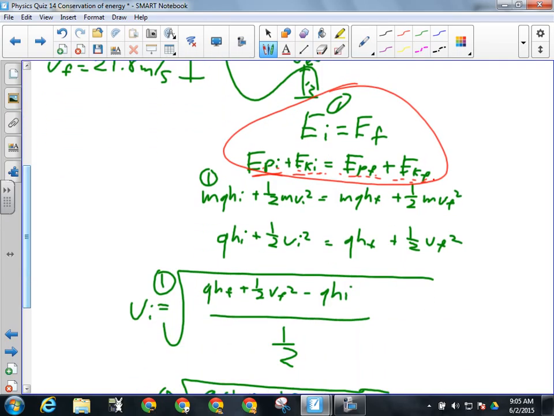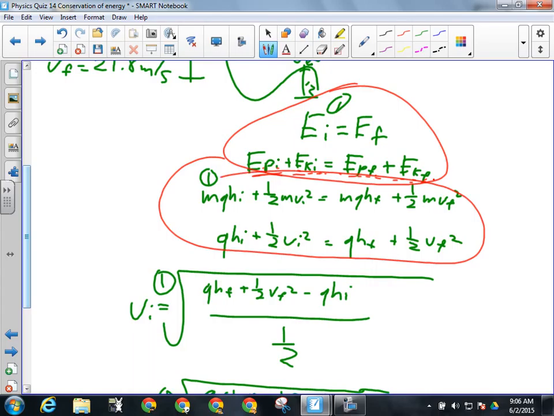So for potential energy, m times g times h initial. For kinetic energy, 1/2 m v i squared. Final potential energy, m g h f. Final kinetic, 1/2 m v f squared. What can I cancel off of there? Mass, which is good because I don't think I gave it to you in the question. All right, so you get rid of that, and you're left with this. So 1 mark for this, either one, okay?